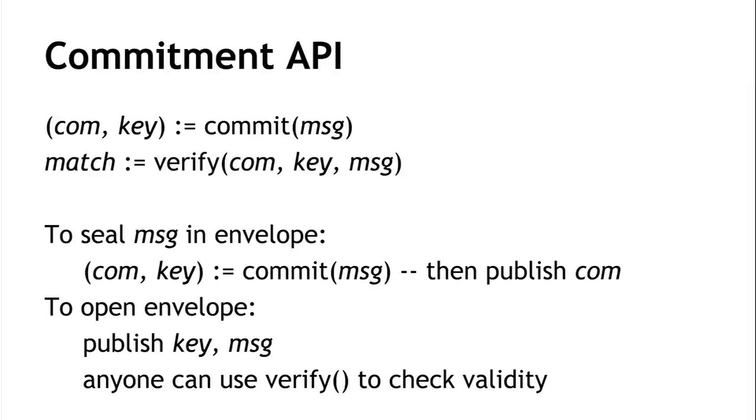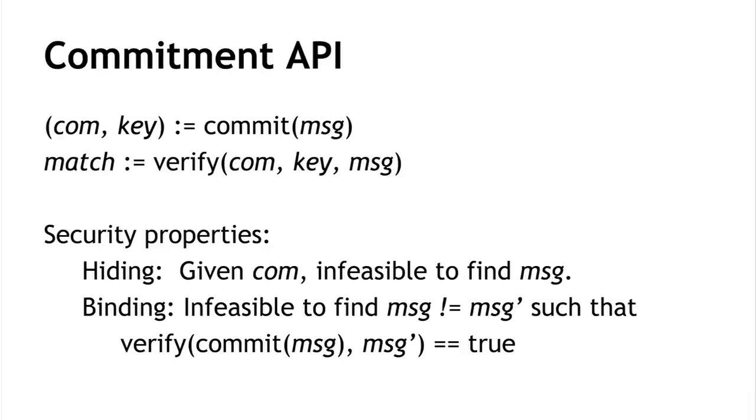Okay. And the property, of course, we want from this is that it behaves like sealing an envelope. And in particular, the two security properties are these. First, given COM, the commitment, the envelope on the table, that someone just looking at the envelope can't figure out what the message is. The second property is that it's binding, that when you commit to what's in the envelope, you can't change your mind later. That is, it's infeasible to find two different messages such that you can commit to one message and then later claim that you committed to another, and the whole thing will verify.